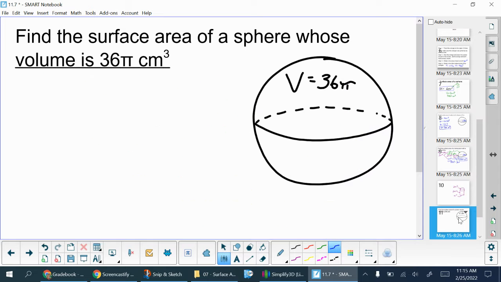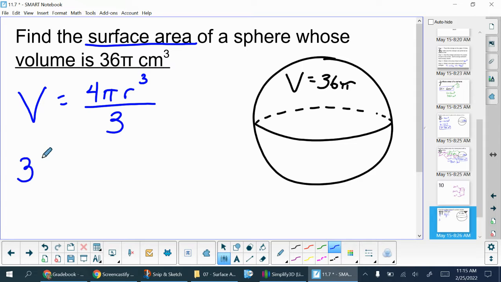And then the last one here, you're definitely going to see somewhere you're working backwards or using volume and surface area together. So this one tells you that the volume is 36 pi cubic centimeters, and we're finding the surface area. So we've got to find the radius first. So first off, let's use the volume formula, 4 pi r cubed, because it's volume, over 3. I'm going to plug in my 36 pi.